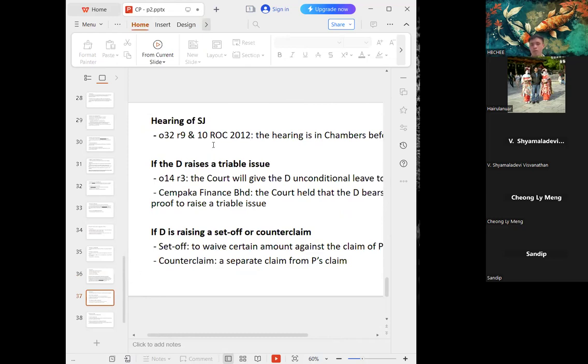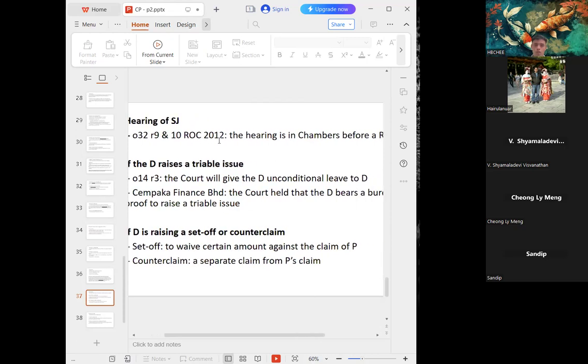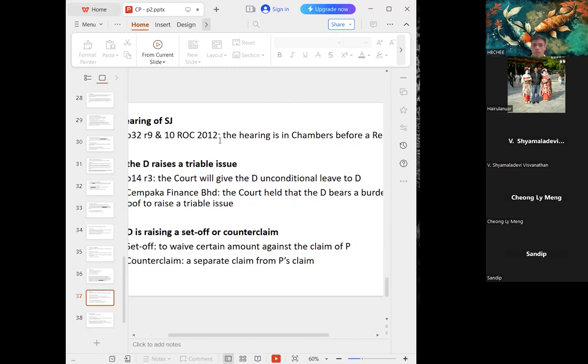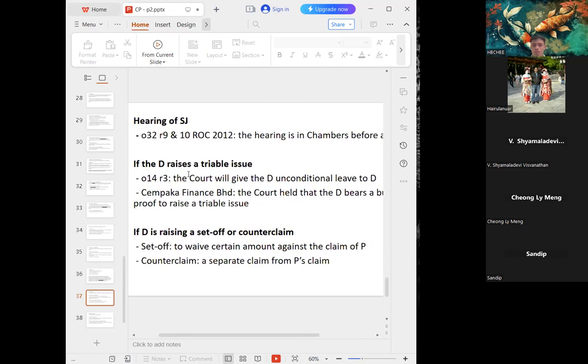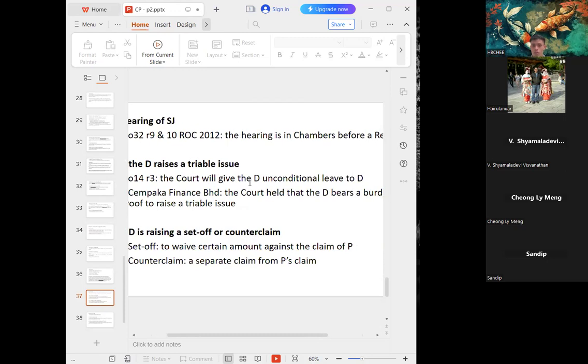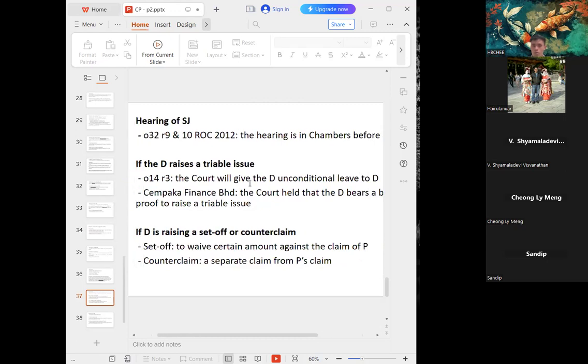So the hearing of summary judgment is given under Order 32, Rule 9 and 10, in the chambers before a registrar. And in the case of the defendant raising a triable issue, the court will give unconditional leave to the defendant to raise the defense.